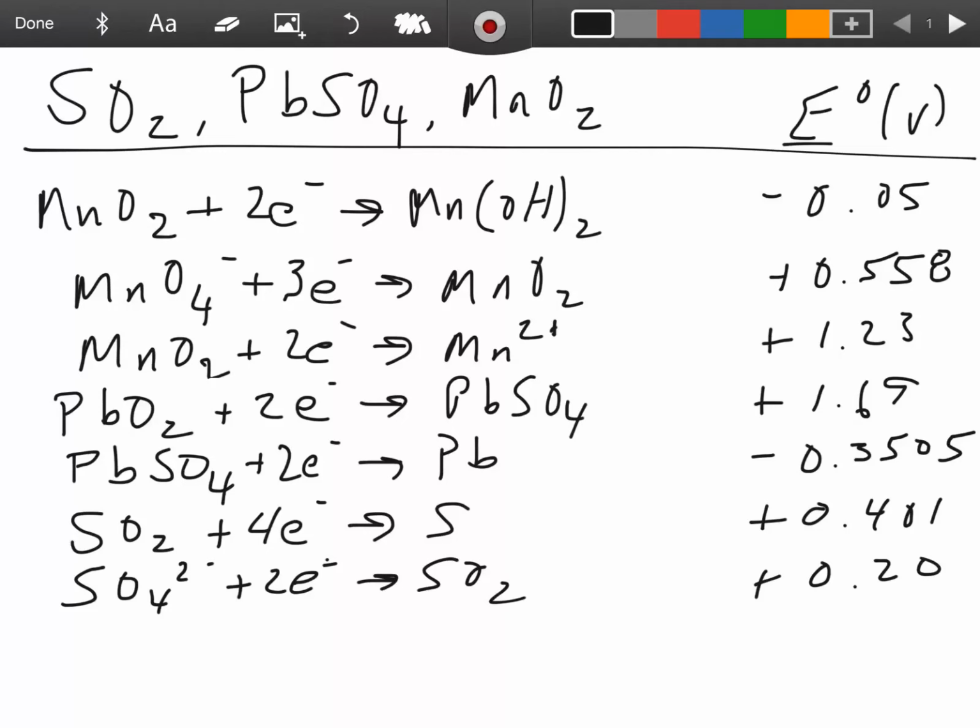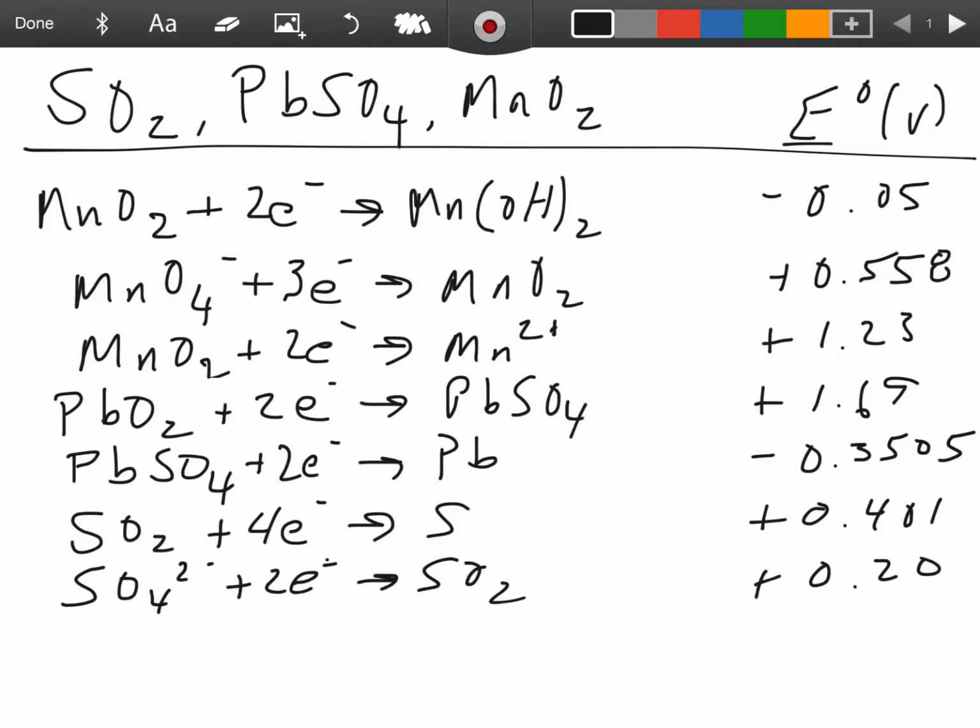When I take a look at Appendix L, I can find all of these reactions back there, except I couldn't find any SO2 reactions, so I found those in another source, but I've written them down here so you can see what the potentials are for each of these. I want to start out by taking a look at which of these species would be the best oxidizing agent: is it SO2, lead sulfate, or manganese 4 oxide?